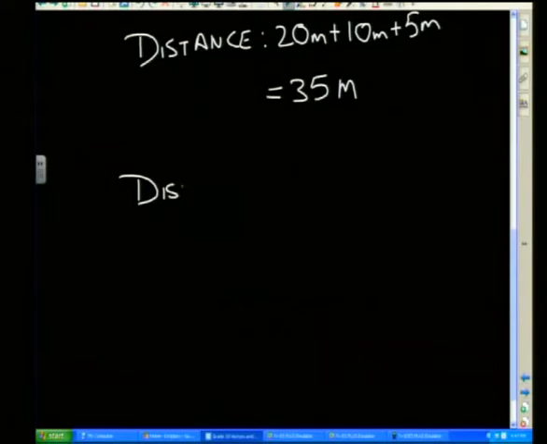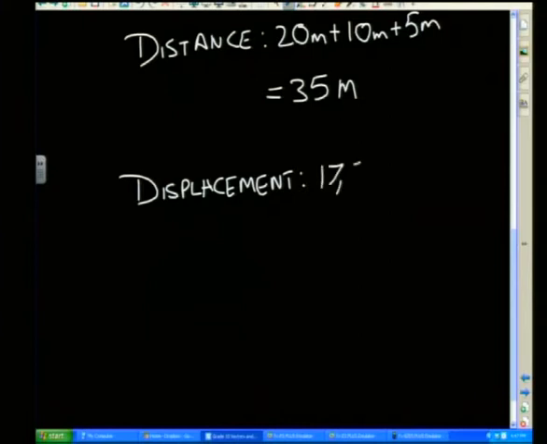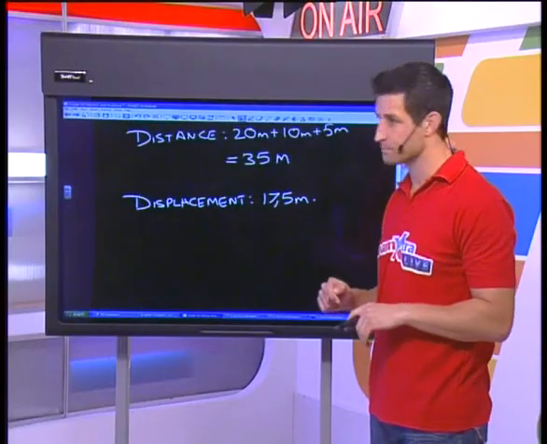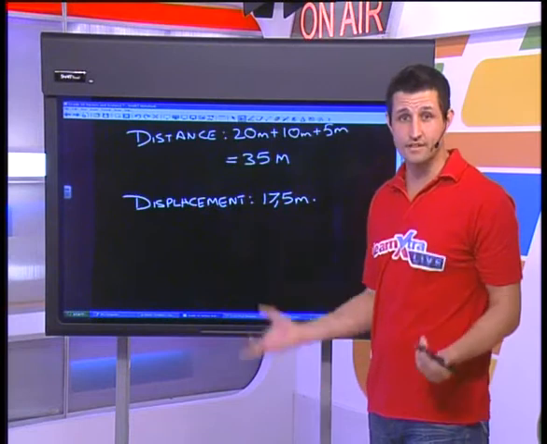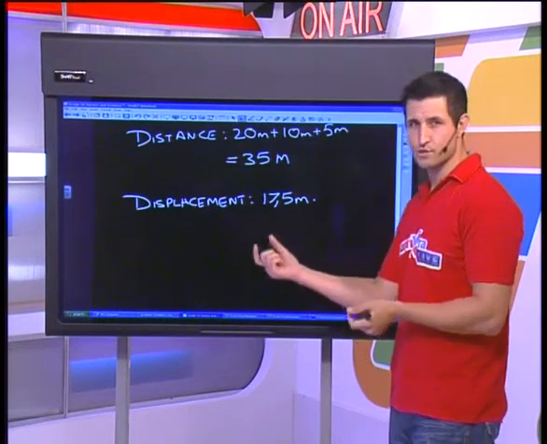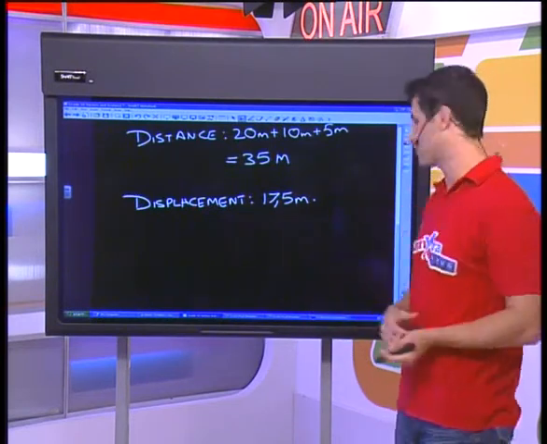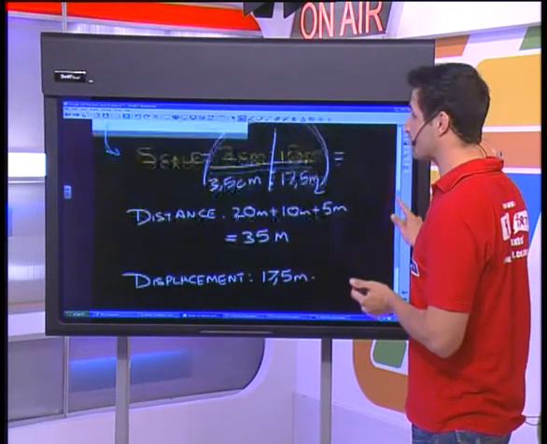Now let's compare this with the displacement. Remember that displacement is only measured from the beginning right to the end. Okay, so now displacement. Displacement simply is 17.5 meters. But now you guys at home are smart enough to know that I can't leave my answer this way. Displacement is a vector. Now, I've got my magnitude, I've got my unit, I need my direction. So let's try and figure out what my direction is.